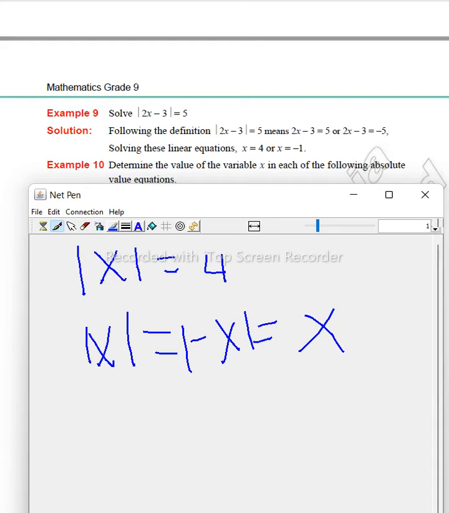So here we have 4. So we can answer for this question. Here, for the value of x, for the value of minus x will be 4. So we can say that x is equal to 4.